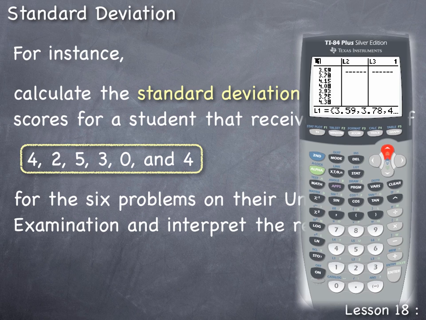Or, if there's already data in an existing list that you don't need anymore, you can use the arrows to navigate up to the list name. So here I pressed up arrow to highlight List 1, and then pressed Clear, Enter, to clear out the contents of List 1. Now we can enter in the new data, in this case, the student's Unit 1 examination scores. Starting with the first score of 4, we enter it into the list by pressing 4 and then Enter.